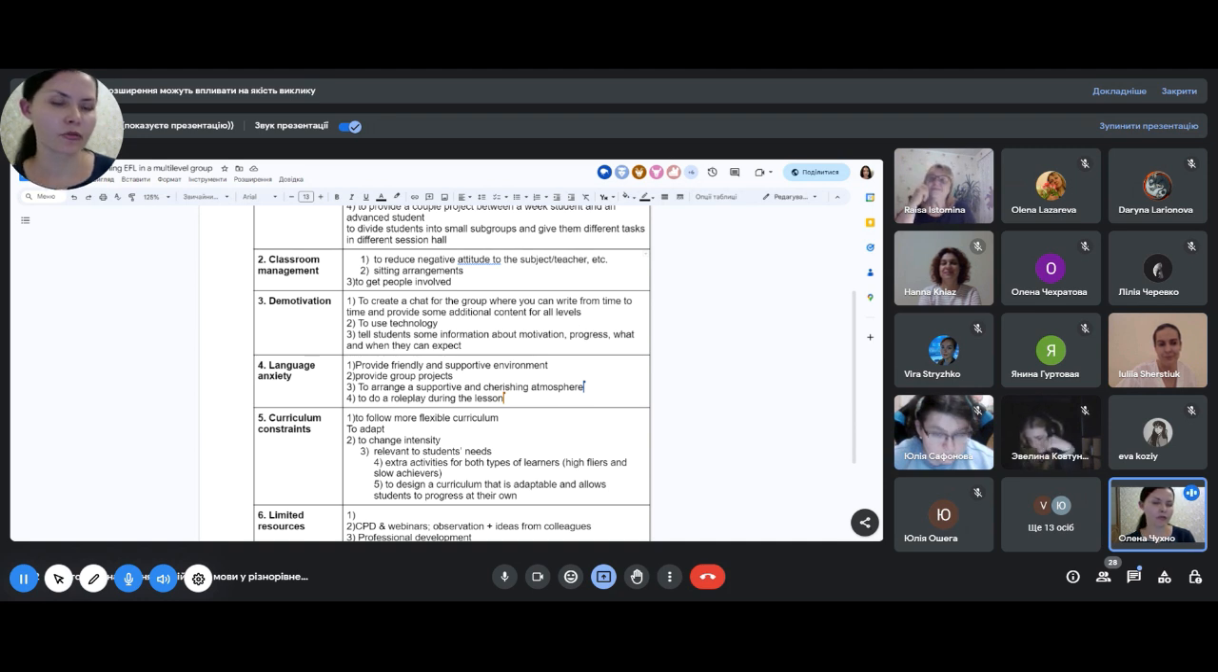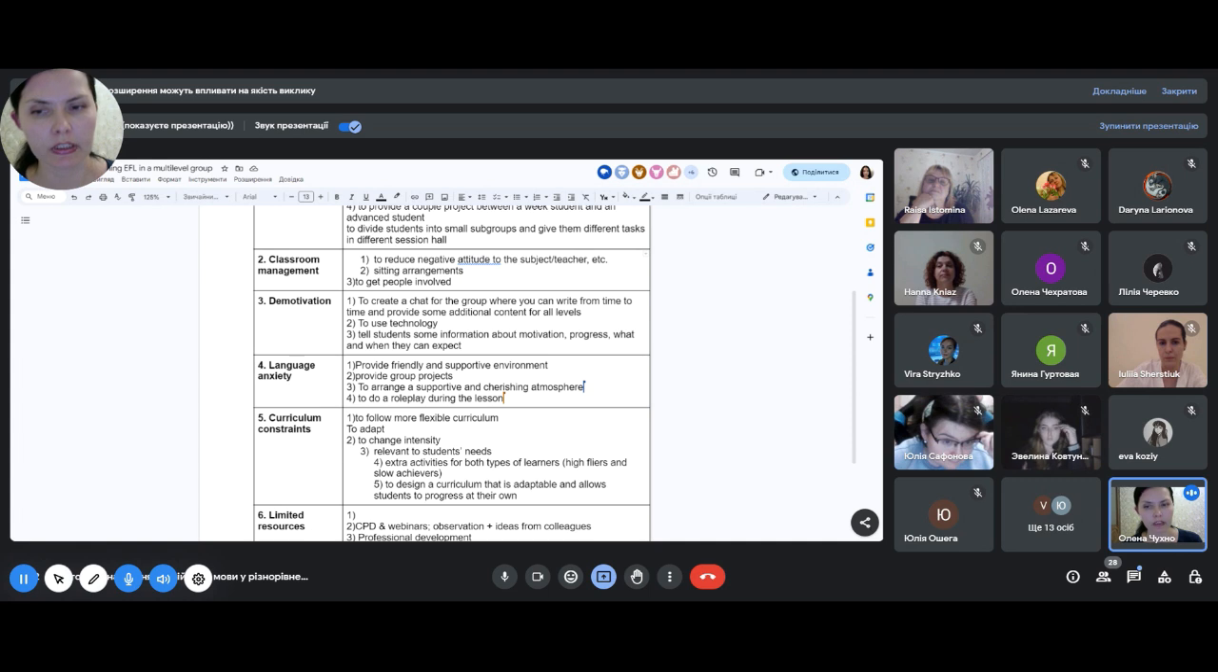And if we speak about group work, it's much better for students to work in pairs and in groups because they feel less embarrassed, if we compare that to speaking in front of the class. Okay, curriculum constraints.